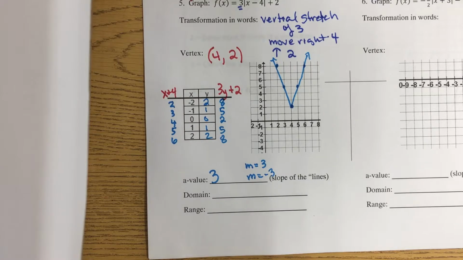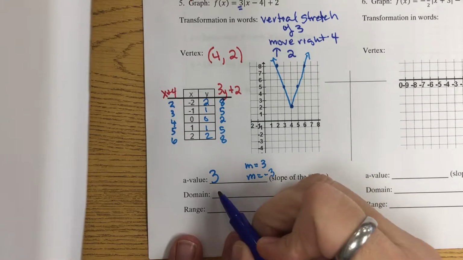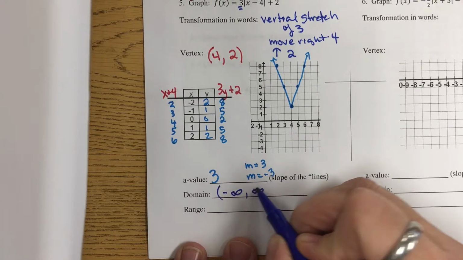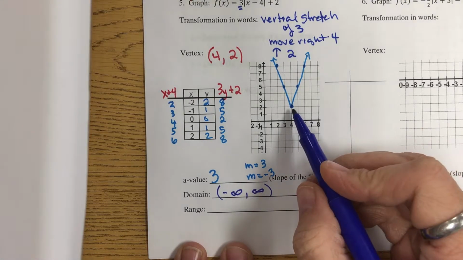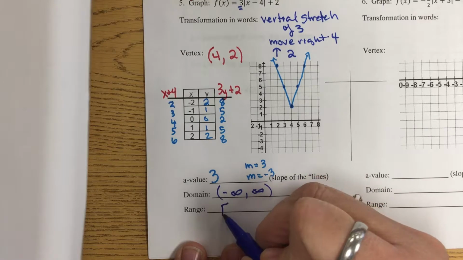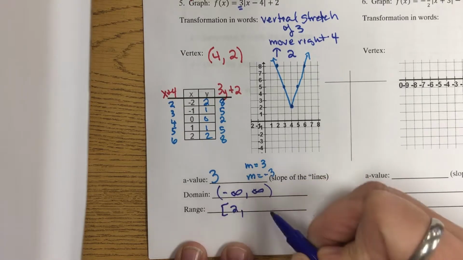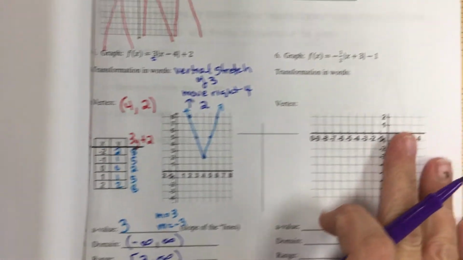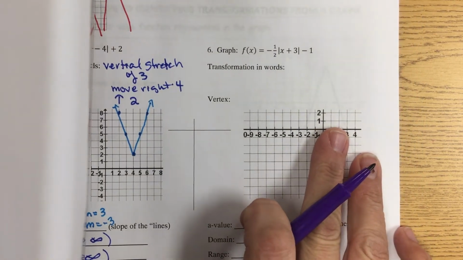My domain and range, again, my domain, I can plug in any number I want. The lowest value for the y value is a 2. The highest goes on forever. Okay, let's look at the last one on this page, number 6.